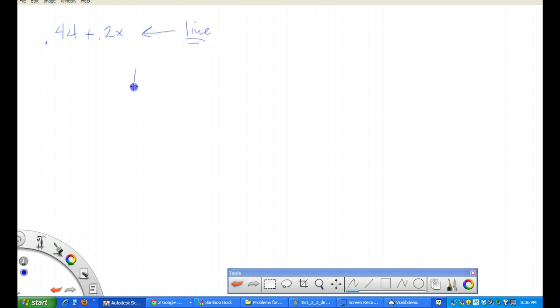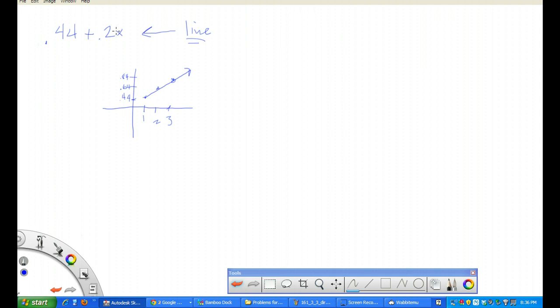Alright, and this looks like, here's 0.44. Alright, and then there's 1, 2, 3, and so on and so on and so on. And 0.64, 0.84. This looks like this when we have a line. And that's not what we have here. This is not what this is.